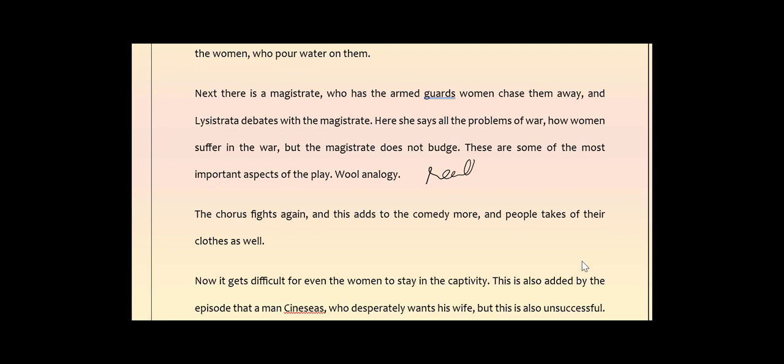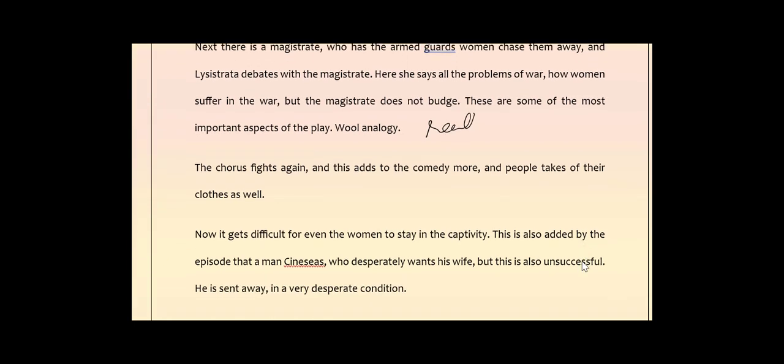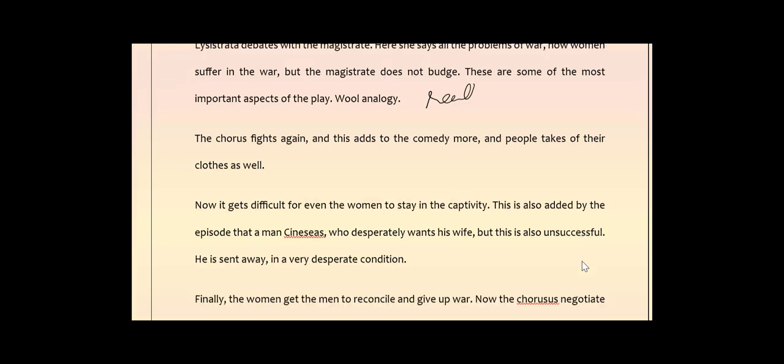The choruses fight again, and it adds to the comedy more. People take off their clothes, etc. Now it gets difficult even for women to stay in captivity. Women are shown as very, very desperate to go back. They want their men back. They are also starved of sex. And this is the time we see how the stereotypical characterization of women comes out. And this is also added to by this episode of this man called Dionysius, who desperately wants his wife, and he's so unsuccessful, and he's sent away in a very, very desperate condition.